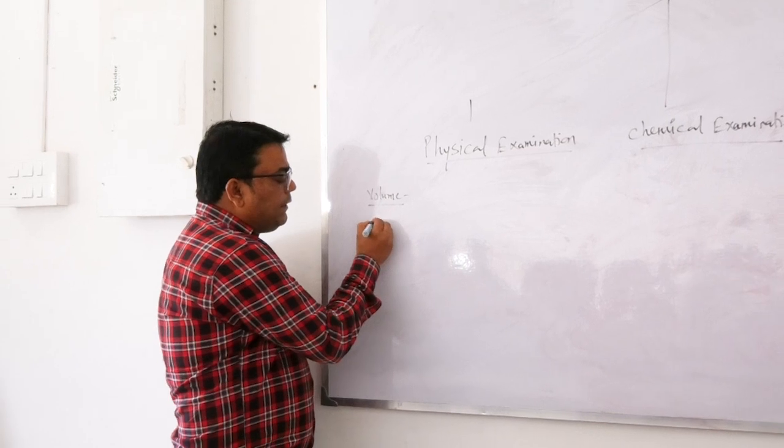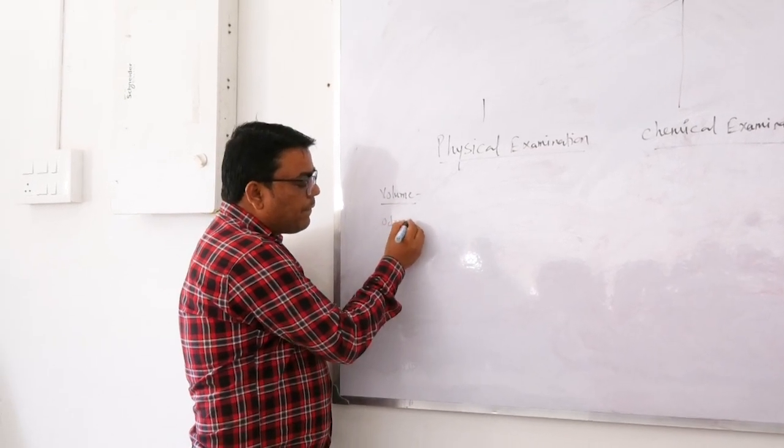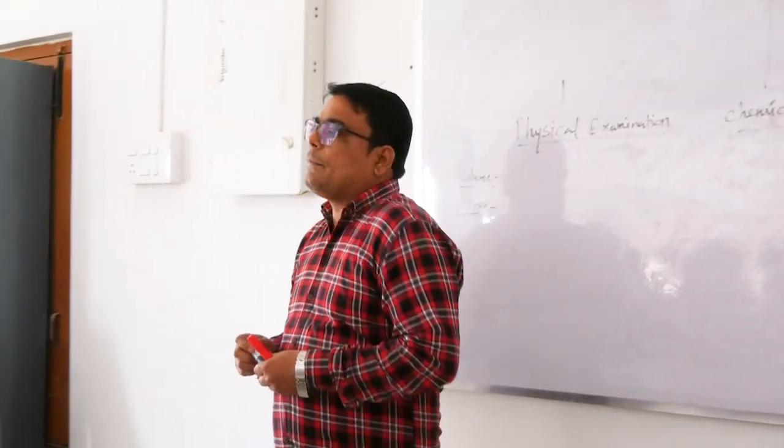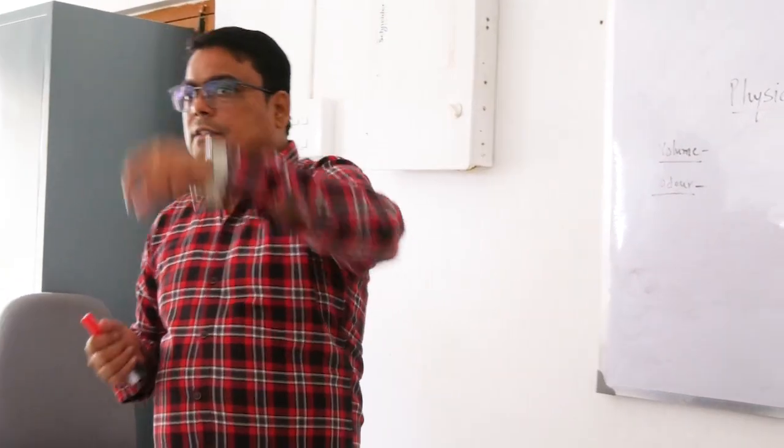Normal, after then we see odor. There are different kinds of odors. What is the normal odor of the urine? You told me last time. Aromatic. I am not asking you. Yes, you. What kind of aromatic? I am not understanding the aromatic. Aromatic is what?